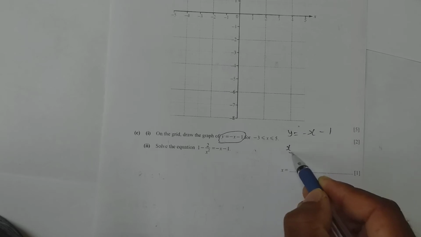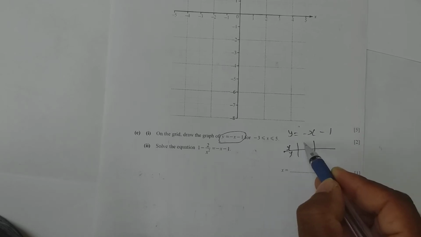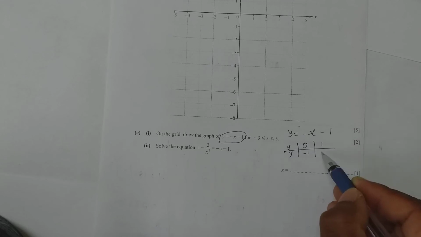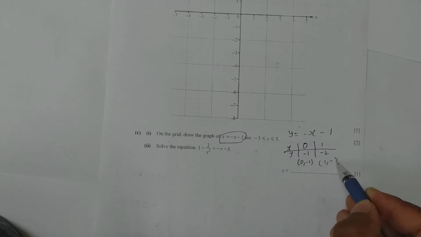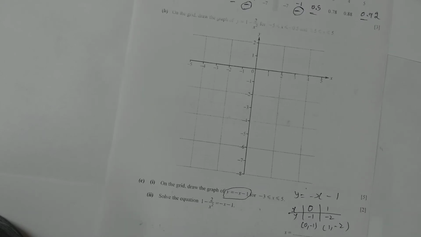So how do you get the x, y points? When x is 0, y is minus 1. When x is 1, y is minus 2. So the points are 0, minus 1 and 1, minus 2. Show these 2 points in the graph.